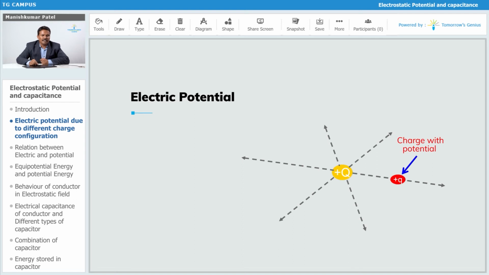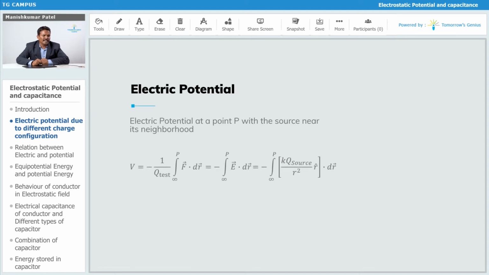Let this be the source charge plus Q, which is going to produce the electric field around it. Then this is Q naught. The magnitude of Q naught should be less as compared to Q, because it should not affect the field produced by plus Q, and it should not get accelerated either. So you have to make sure you move it by some external agent, so you have to do some work.